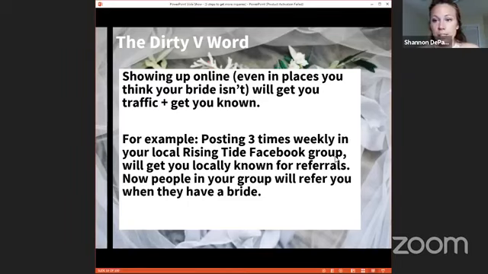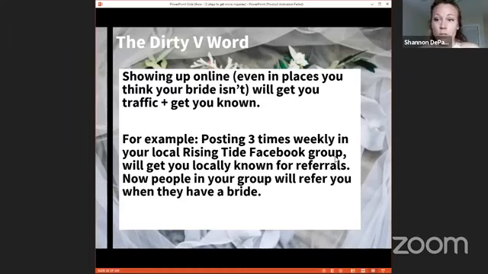Okay, so think about this example. For example, posting 3 times weekly in your local Rising Tide Facebook group will get you locally known for referrals. I can tell you from personal experience of being in my local Rising Tide Facebook group, I know exactly who the photographers are, where they live, but I don't know all of them.